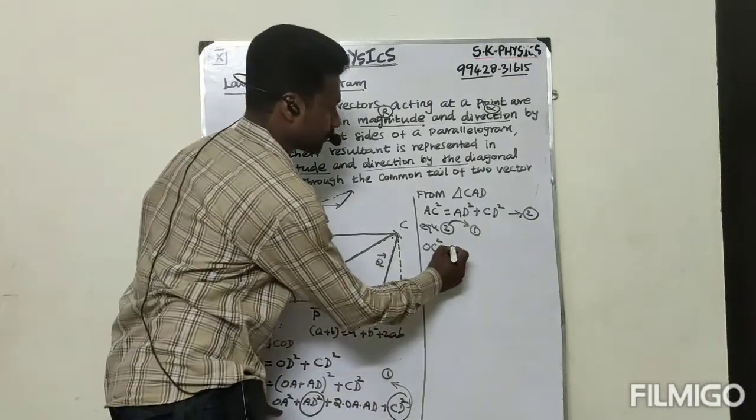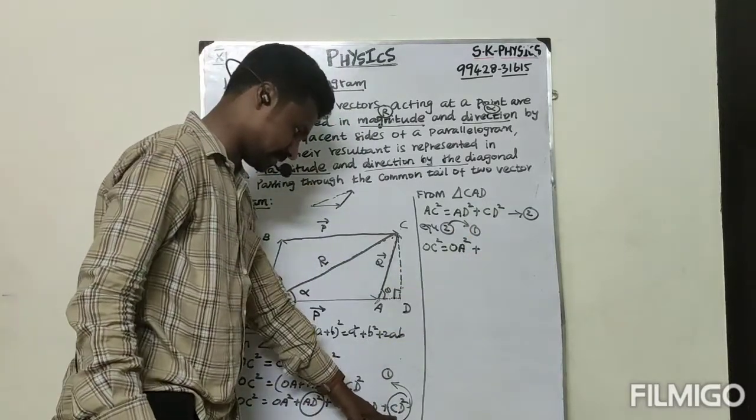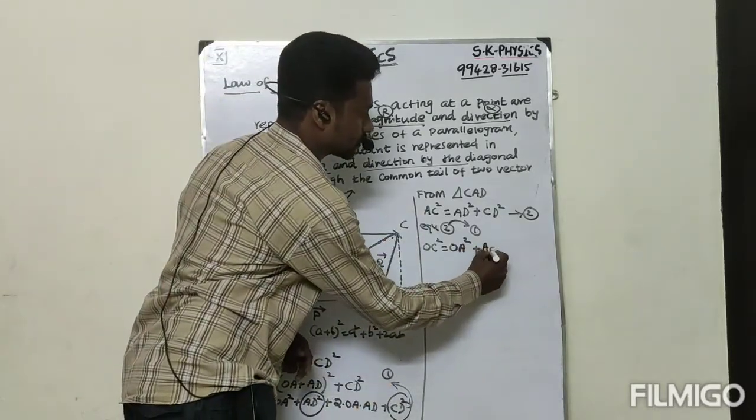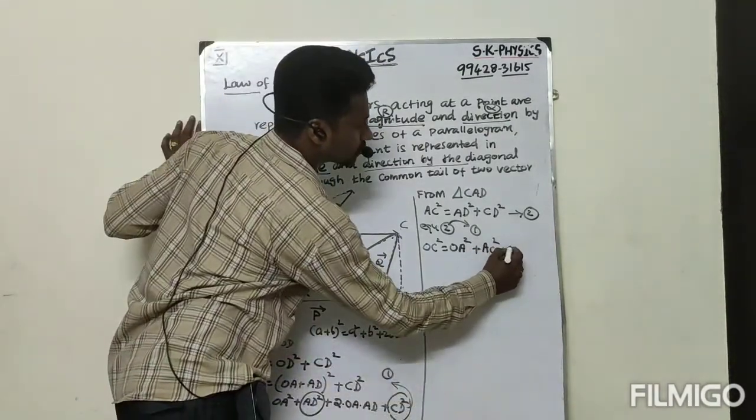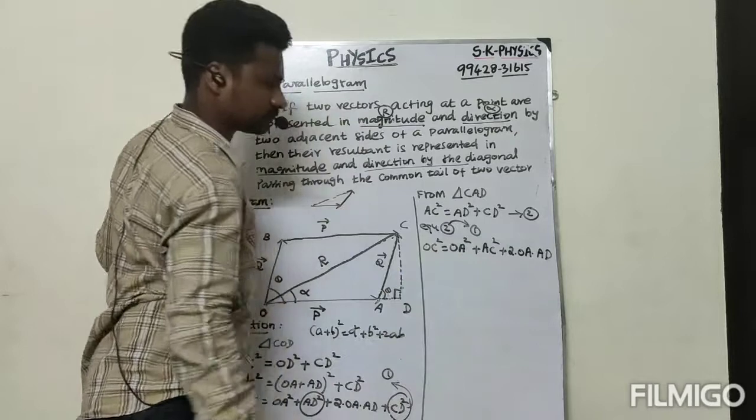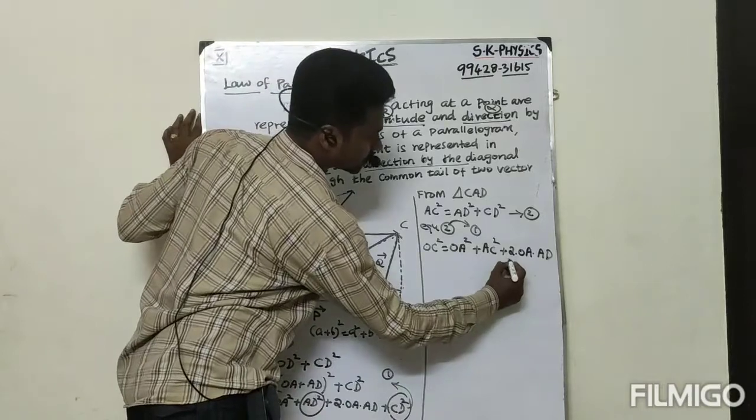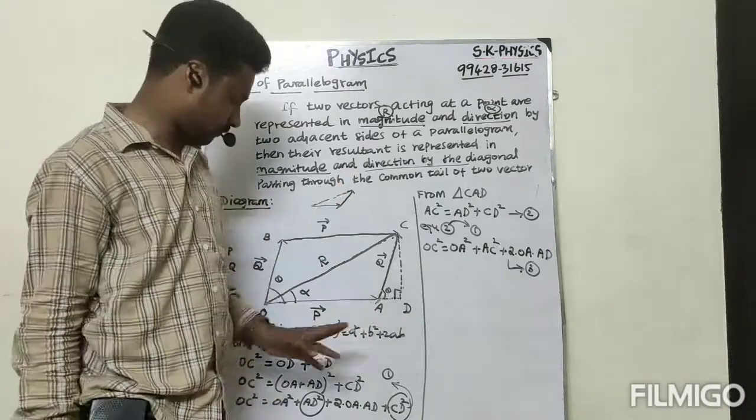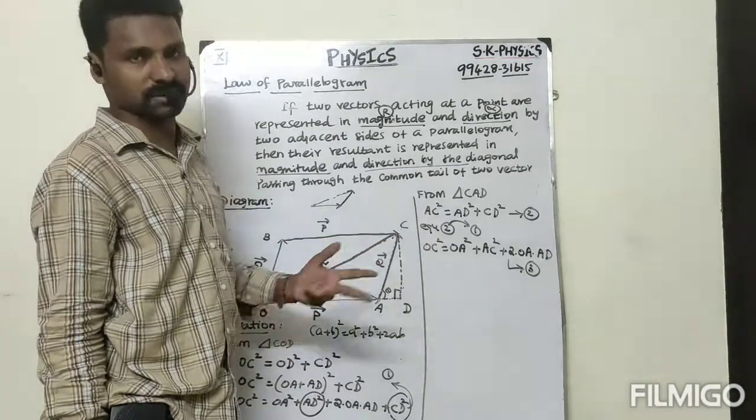First, OA squared plus AD squared plus CD squared, that is AC squared, plus 2 into OA into AD. That's all. Now this step is over, so this is taken as equation number 3. So equation 1 from the big triangle, equation 2 from the small triangle, and equation 3 we have substituted.